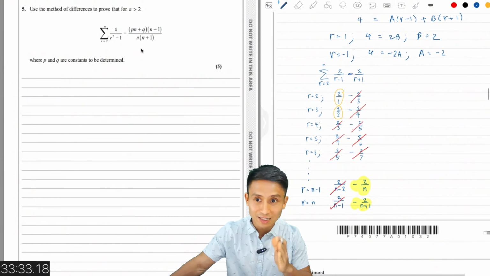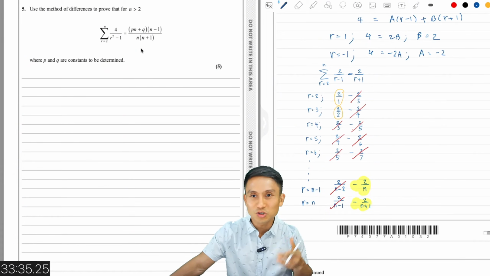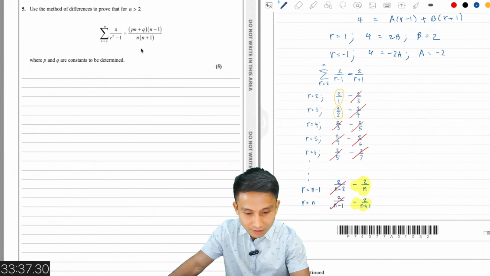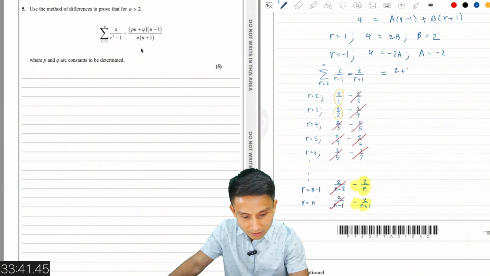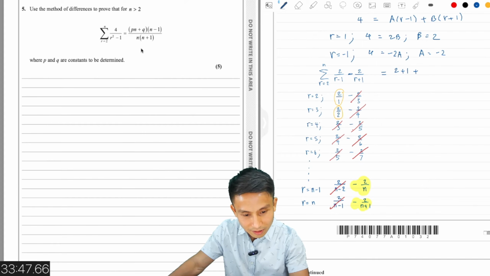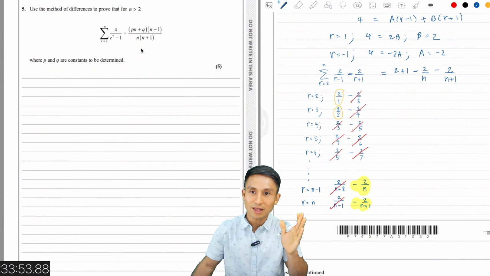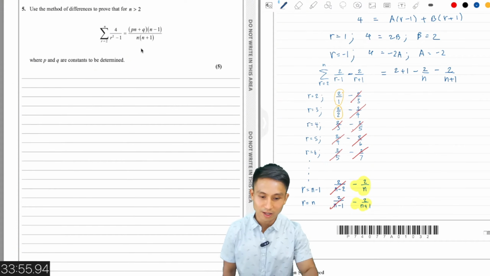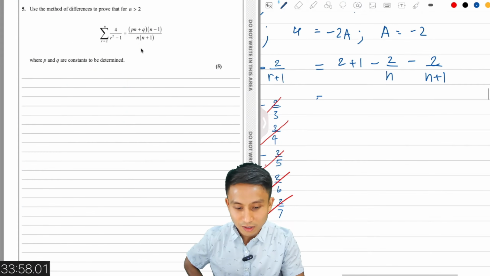Make sure you understand this first, because it's usually going to be like this. That means you would have this equal to 2 plus 1. This is 2, this is 1, right? Easy, yeah? All right. And then plus, minus 2 over n from here, and minus 2 over n plus 1. And if you simplify that, you will get it to where they want there. Okay, hopefully that works.